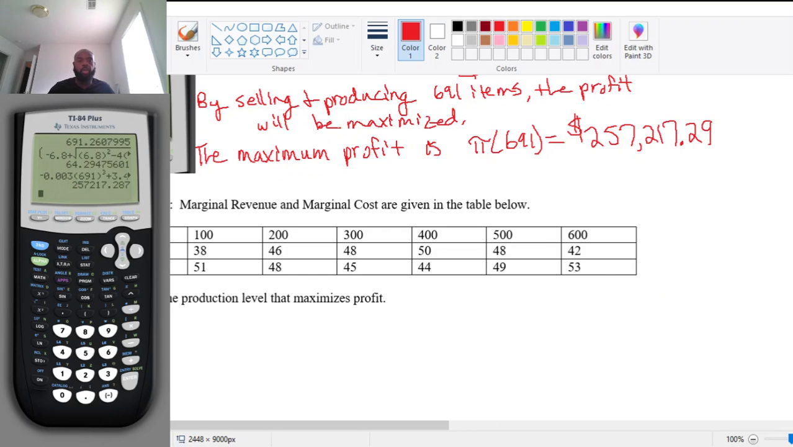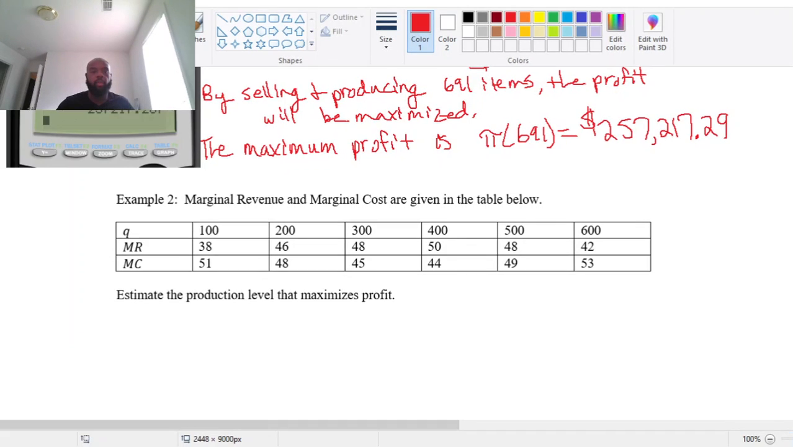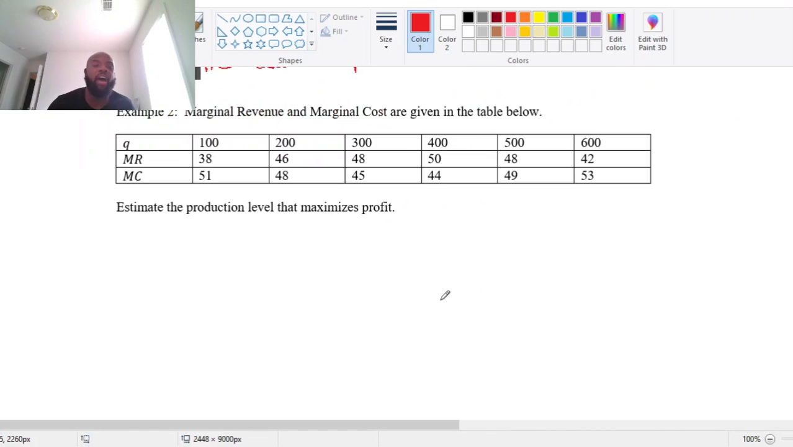Let's go to another example. In this example here, it says marginal revenue and marginal cost are given in the table below, right? It's going to be vitally important for you to read what you're given, right? This is marginal revenue and marginal cost. This is the derivative of your cost and your revenue function, right? Estimate the production level that maximizes profit. Here's that word again, maximizes.